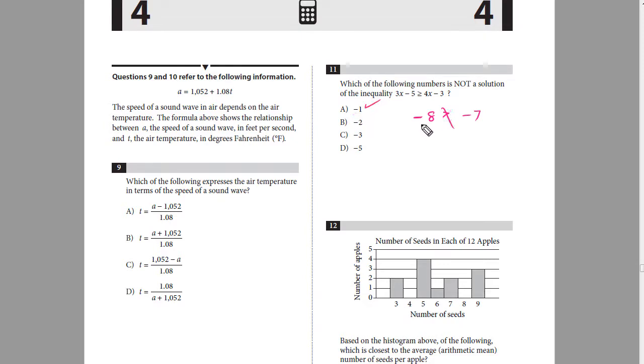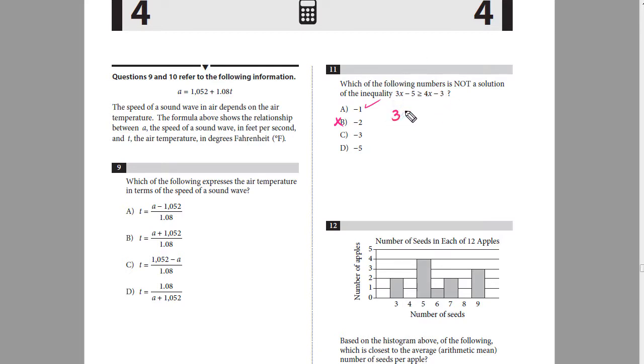Now let's check negative 2. If I insert negative 2 in place of x, 3 times negative 2 is negative 6, minus 5, that will be negative 11. On the other side, 4 times negative 2 is negative 8, minus 3, that will become negative 11. Well, negative 11 is equal to negative 11, so this is satisfying the inequality, so this cannot be the option. Now I'll insert negative 3 in this inequality.